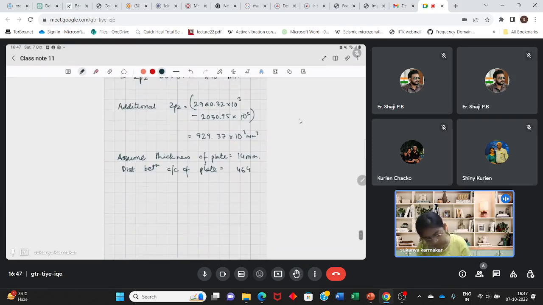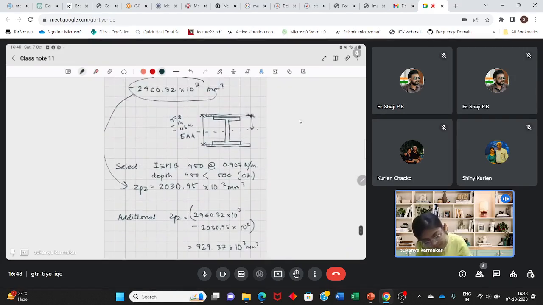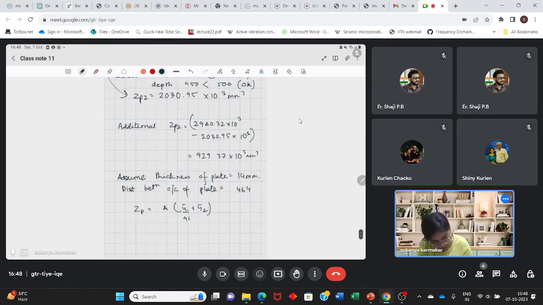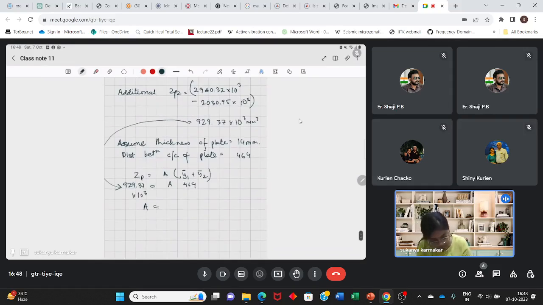Now we know that Zpz, the plastic section modulus, is the area into y1 bar plus y2 bar, y1 bar being this, y2 bar being this. This we know is 464. Area of the plate we don't know. The additional Zpz which we need can be plugged in here, 929.37 into 10 to the power 3. So the required area of the plate is 2003 mm².